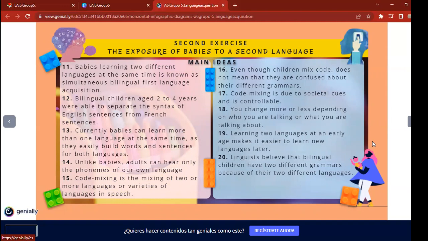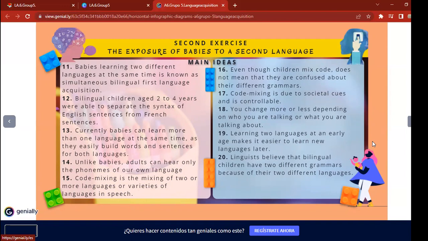Number 12. Bilingual children aged 2 to 4 years were able to separate the syntax of English sentences from French sentences. Number 13. Currently, babies can learn more than two languages at the same time, as they easily build words and sentences for both languages. Number 14. Unlike babies, adults can hear only the phonemes of our own language. Number 15. Code mixing is the mixing of two or more languages or varieties of language in speech.